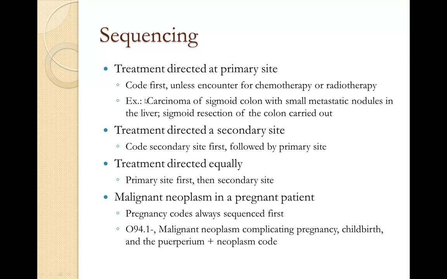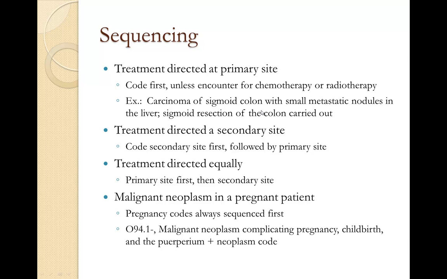So we have our example here, carcinoma of sigmoid colon with small metastatic nodules in the liver, sigmoid resection of the colon carried out. Remember that metastasis or spread to or extension to, those are the kinds of words we're looking for to indicate that there is some sort of secondary site. Here, carcinoma of sigmoid colon is our primary site, and then we have metastasis to the liver. They're coming in for a resection of the colon, which is directed at the primary site. So the way we would code this is carcinoma sigmoid colon, then metastasis to the liver, and then the sigmoid resection.